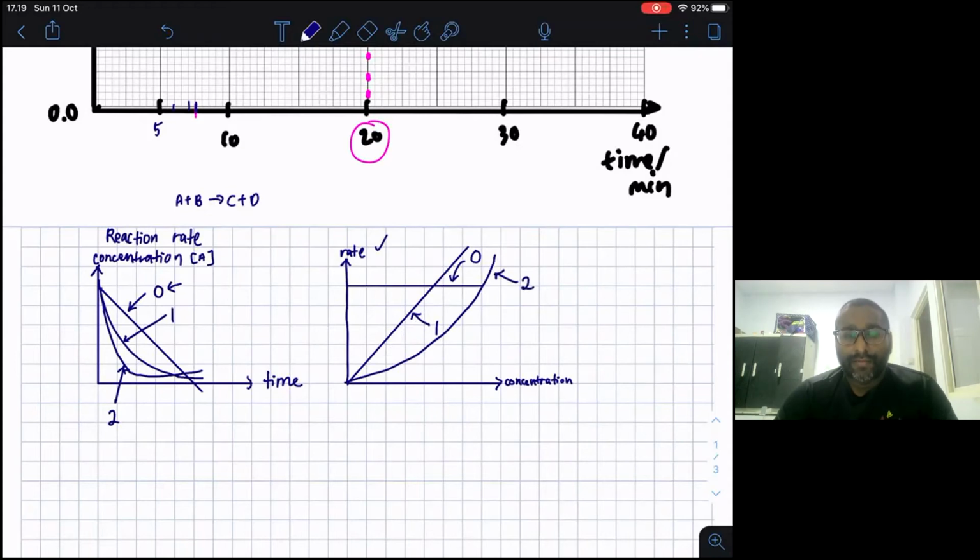So there are three types of graph for each. For concentration against time, you have this particular graph. For rate against concentration, you have these graphs. So these graphs are very important, and we need to take note of this.